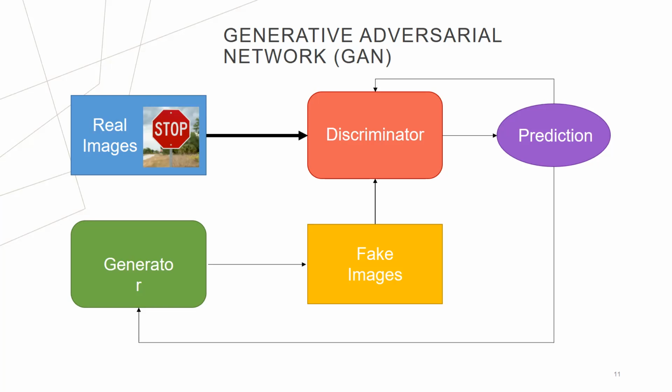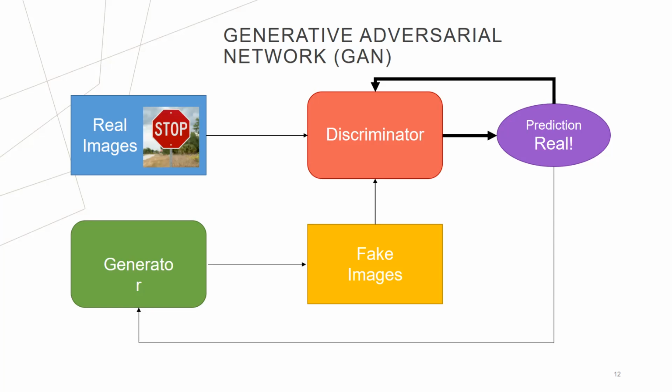And so right now, it doesn't really know anything. It hasn't learned anything yet. It's the very beginning, so it makes a random prediction. Let's say it predicts correct. It says, hey, I think this is a real image of a stop sign. This will tell our discriminator, hey, look, you did a good job. You guessed correctly. And it will try to learn from that.